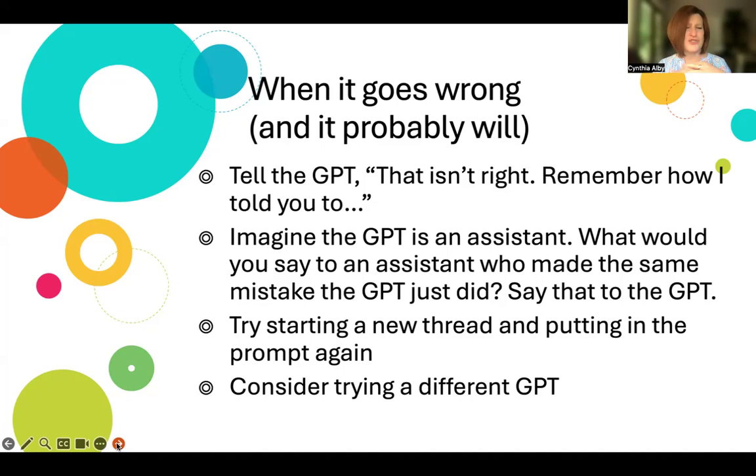If it seems like it's just really off, you could start a new thread, be like, let's start over. Forget what I just said and let's try again. Just put in the prompt again, make the changes you need to, what grade level you teach, and go again. Or switch to a different GPT. If you were using Copilot, switch to Gemini or switch to GPT-4o. All those are good possibilities.